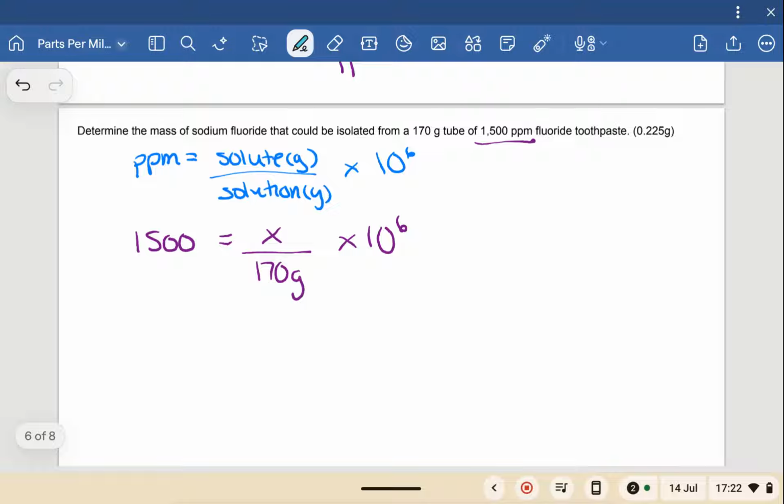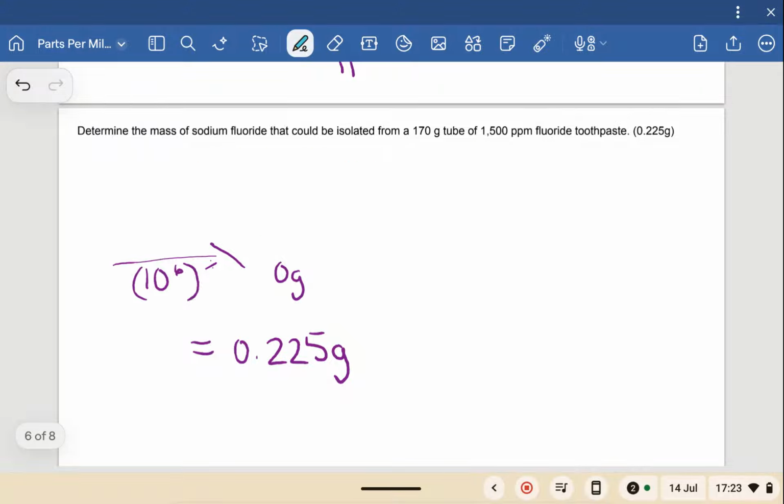So again, before we can do anything with that fraction, we have to isolate it. So divide both sides by 10 to the power of 6. Okay, so this part will go away. Then we have that fraction where both two fractions equal with one unknown. So the fastest way, in my opinion, to do this is cross multiply and then divide. If you don't like that, figure out what the left side equals and then multiply both sides by 170. Again, if you do this correctly, you should get 0.225 grams. And if you're not getting that, double check that you're putting that denominator in brackets.